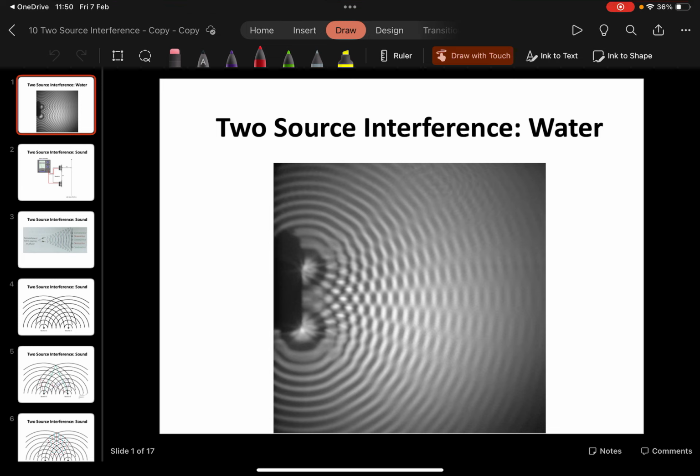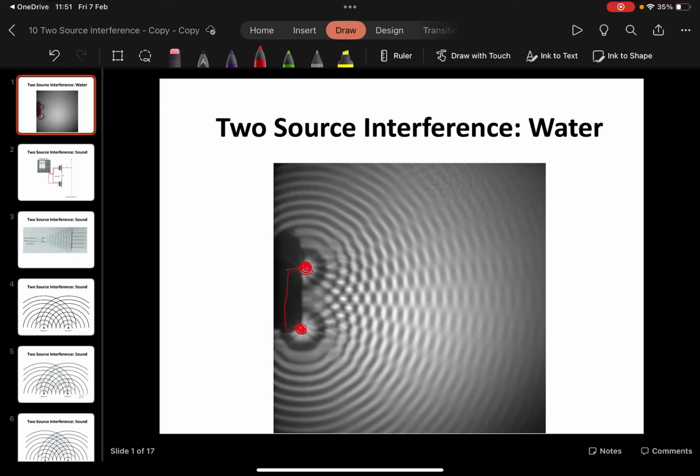The picture that you've got in front of you is the two-source pattern that you would get from water. And what you're looking at are two sources of wave connected together. To recreate this image, we'd have a shallow tank of water and two little dippers connected together, vibrating up and down and producing the ripple waves that you can see in that image, in much the same way that if you dropped a stone into a pond of water, you'd see the rippling out of those waves.